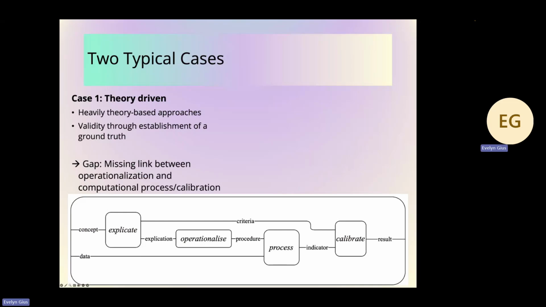Typically, we have a missing link here between the operationalization and the computational process, and even more the calibration of the thing. Because what happens is we just take a machine learning algorithm and learn from the annotations to automate it, which is fine, because to a certain extent it works, but it's not the proper process that goes through the whole process and is sound in a stronger sense of the meaning.